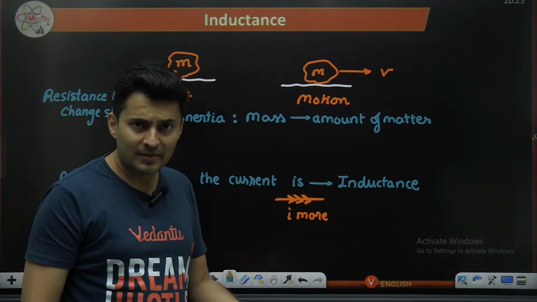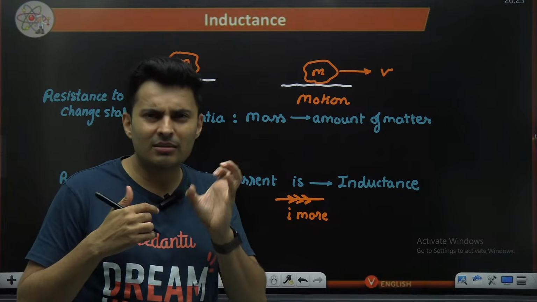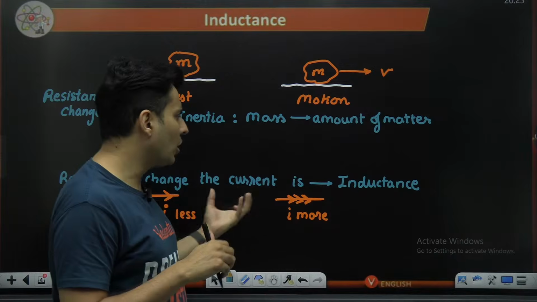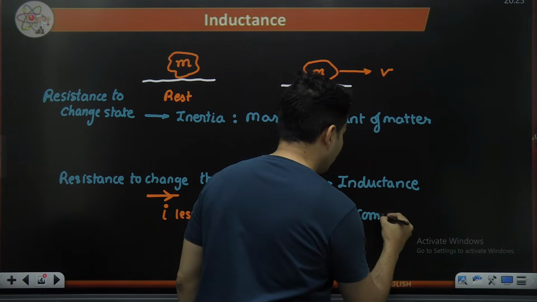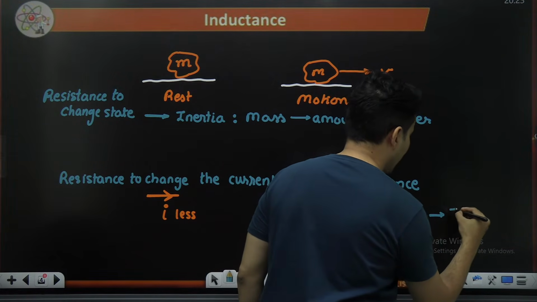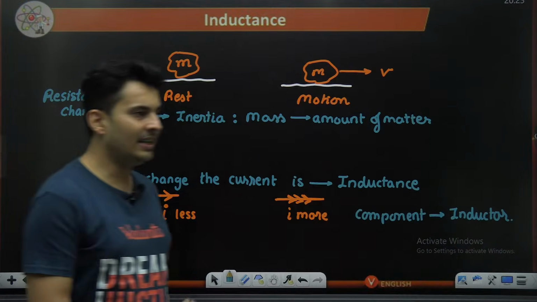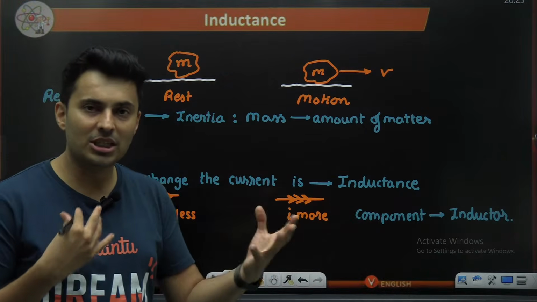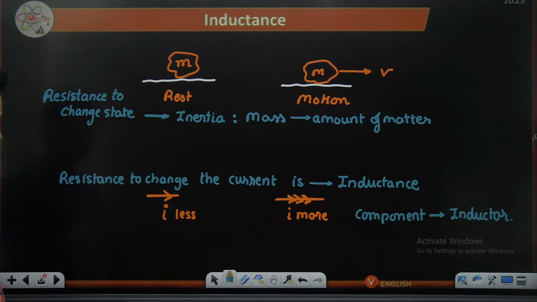And the device, or that box, that wire, the winding, any component which creates that inductance, that particular component is basically called an inductor. So an inductor has inductance. Inductance is the property of resistance to change the current, and an inductor is that component or device which has that property.